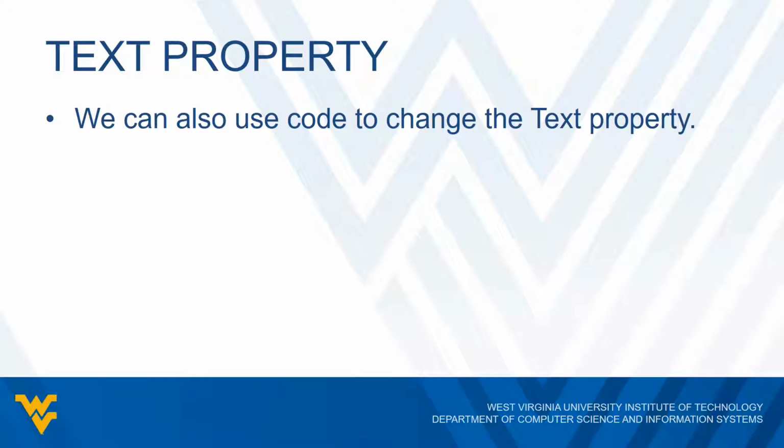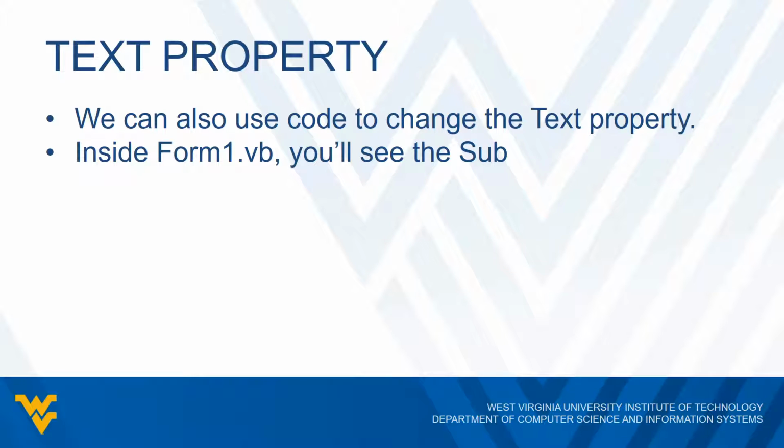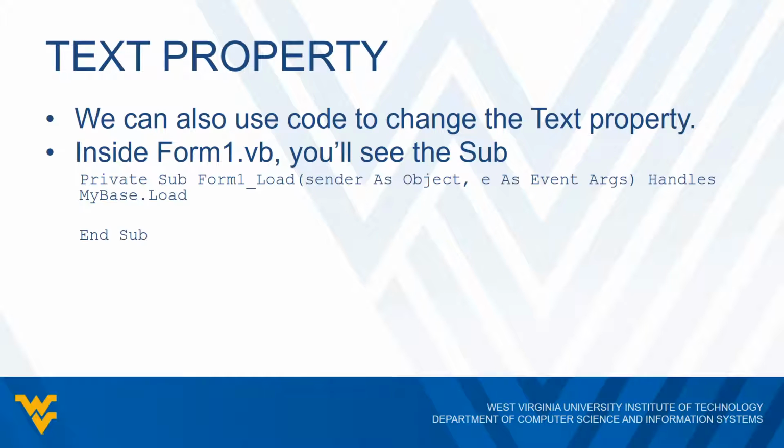So what you would do is go inside form1.vb, so if you go into the code view of it, you're going to see a particular sub, or what we call a sub procedure, and it's going to look something like this.